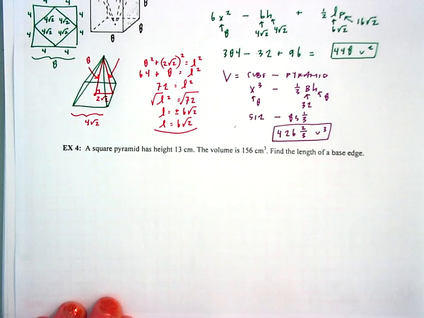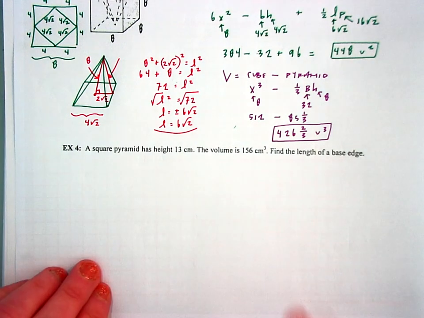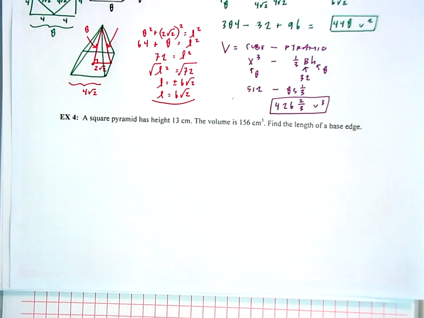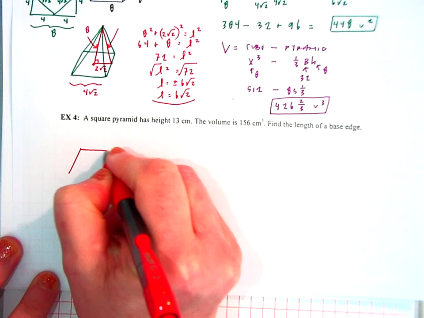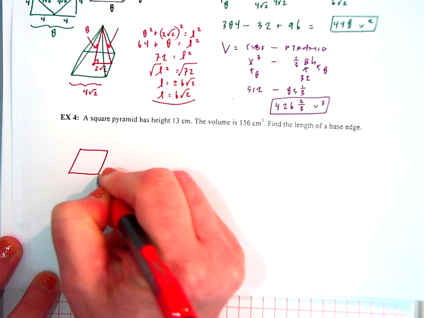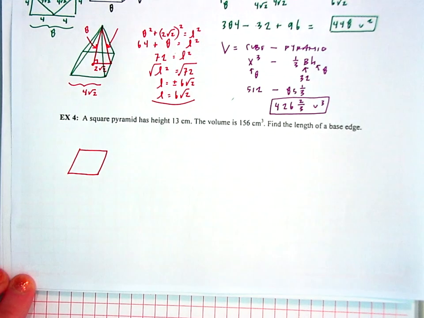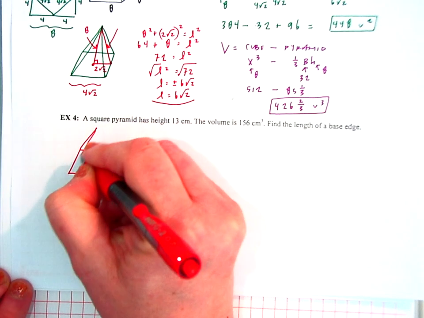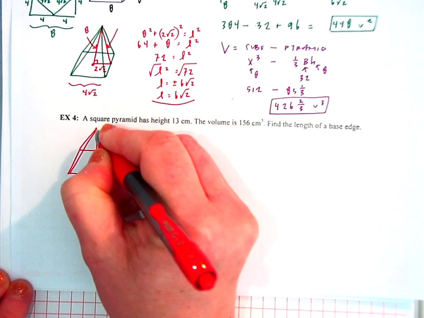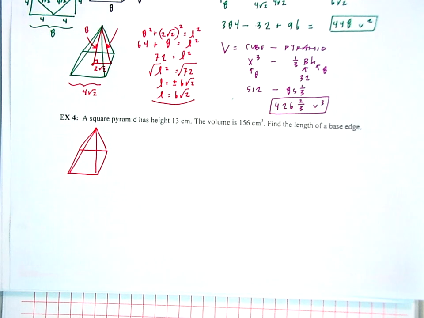All right, last one here. A square pyramid has a height of 13. Volume is 156 centimeters cubed. Find the length of a base edge. Okay, so square pyramid, let's draw it. So I'm going to draw that square base to give it dimension. I make it look slanted like a parallelogram. Here's the apex. I'm going to connect to each of those corners, give it some dimension. All right, there's my square pyramid.